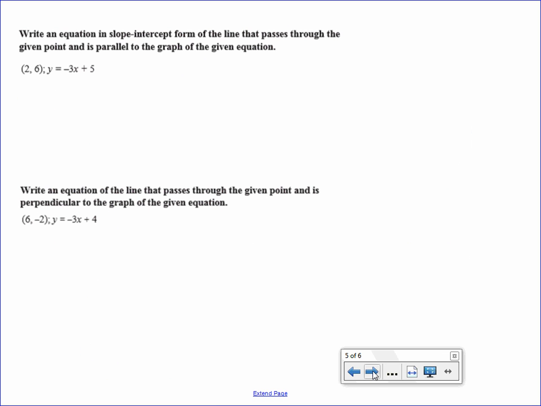Next two things. If I wanted to write an equation, in slope-intercept form, of a line that passes through the given point and is parallel to the graph of the given equation. So we have a point. We got a line. Our new line is going to be parallel to this line and goes through this point. So what do you know about parallel lines? Parallel lines, we know the slopes are the same. So the slope of my new line has to be -3.